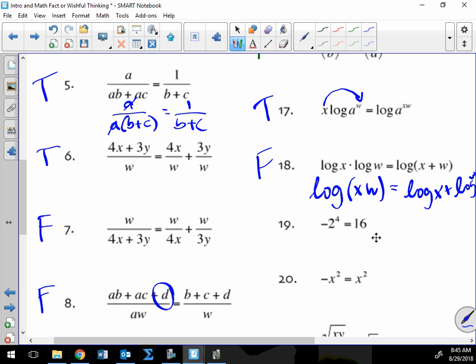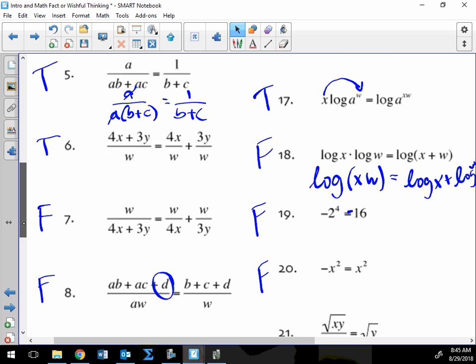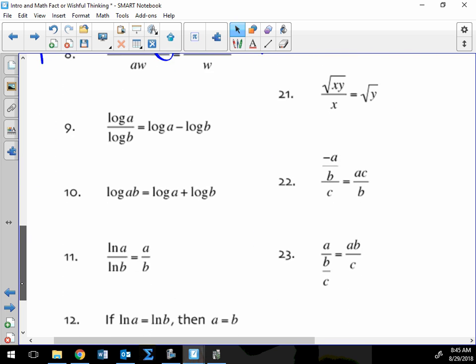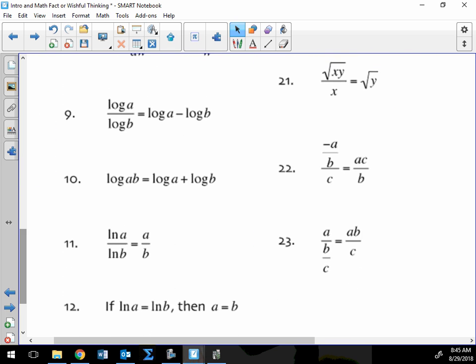Okay. Number 19. False. This negative was not included, so this should be negative 16. All right, and then number 20. False. Again, same idea. The negative is not included in the display. Okay? Ooh, more logs coming at you.